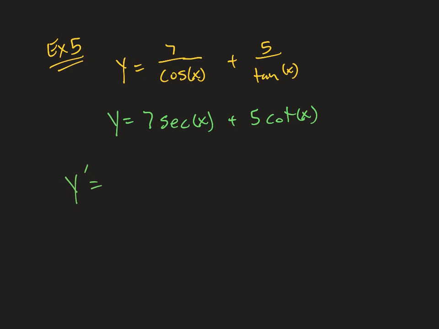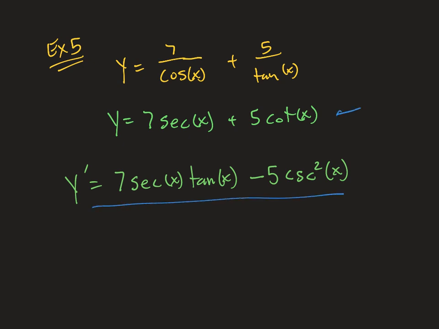The derivative y prime of 7 secant of x is just going to be 7 times the derivative of secant x, which you have memorized as secant x tangent x. And the derivative of 5 cotangent x is just the 5 times the derivative of cotangent x. There's a negative sign in that derivative, so I'm actually going to erase this plus sign and turn it into a minus. So this is going to be negative 5, and that's going to be cosecant squared of x. And that's the derivative. So we make this little switcheroo here first, and then the derivatives are much easier.